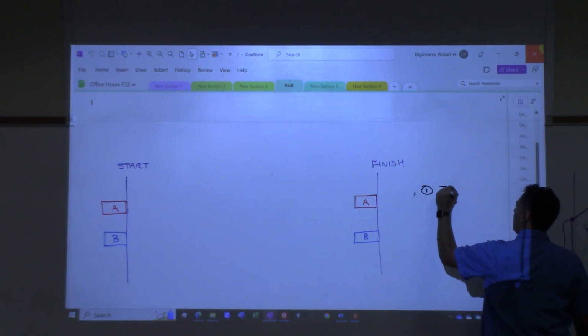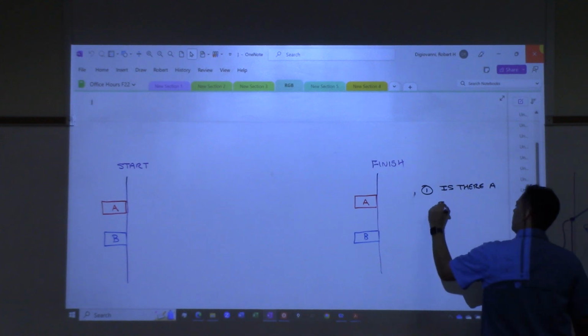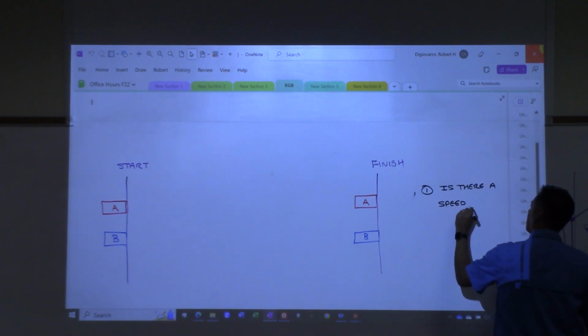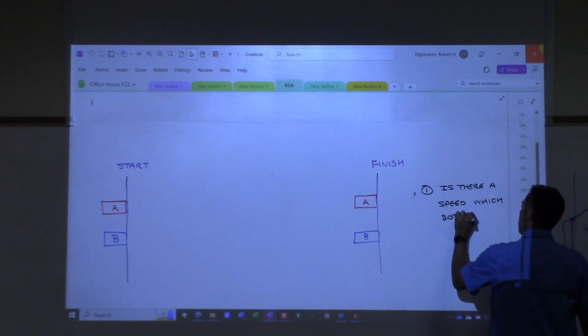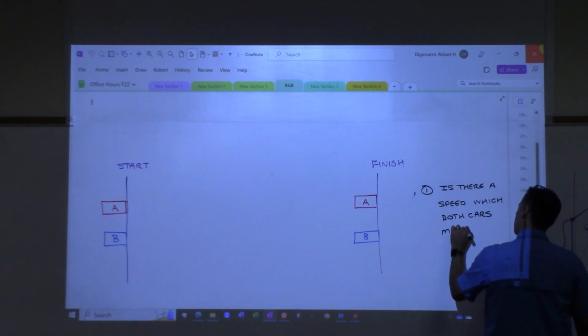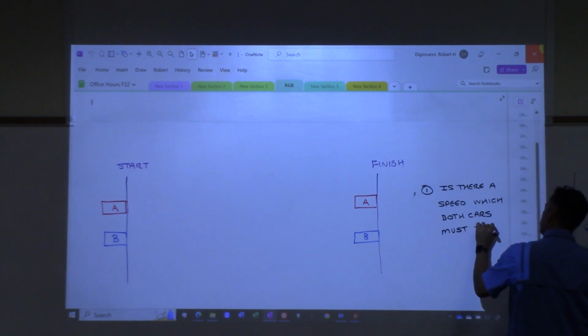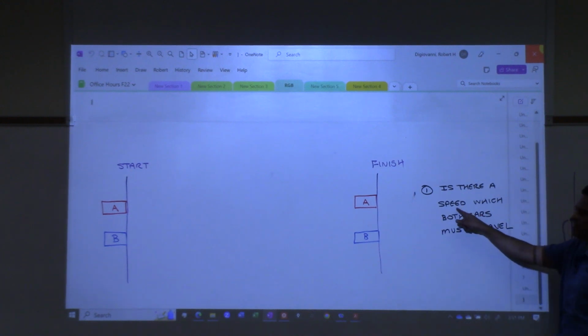Is there a speed which both cars must travel? And when I say a speed, I mean an instantaneous speed. Is there some speed which both cars must travel, or both cars must attain that speed?